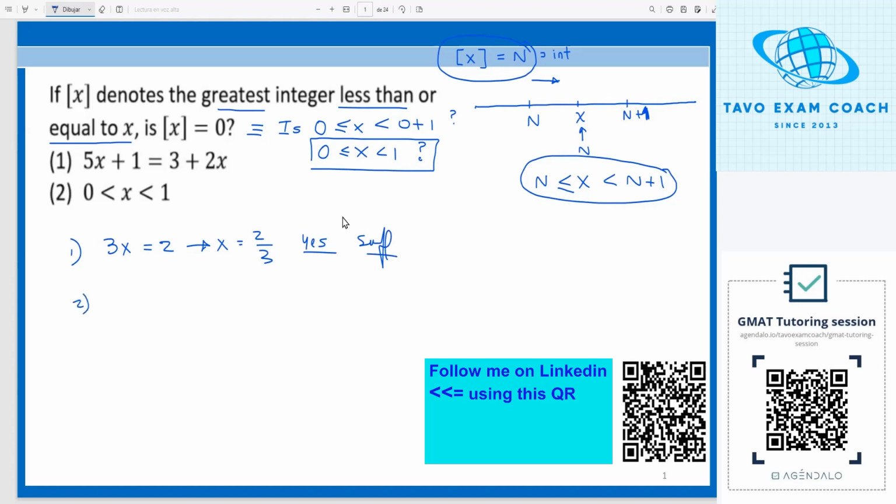Statement 2 says that x is any number between 0 and 1, but if x is any number between 0 and 1, then the answer to the question is affirmative because this interval is included within this one. So we have sufficiency in statement 2, and the correct answer choice would be each statement alone is sufficient.